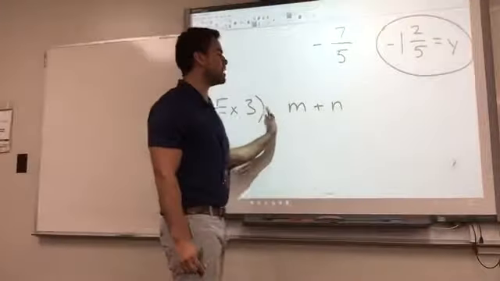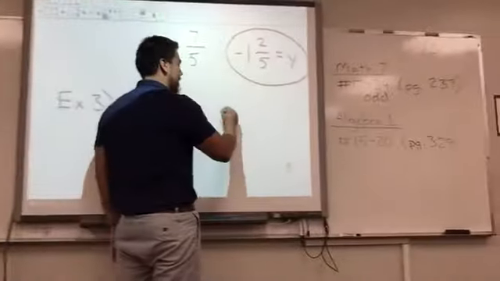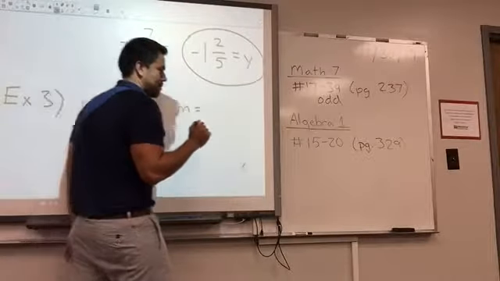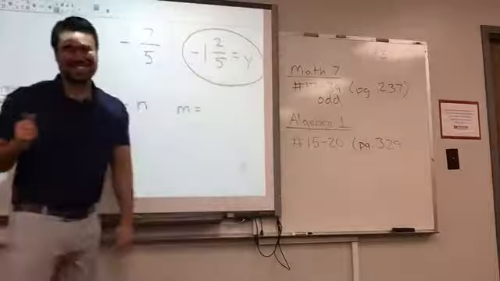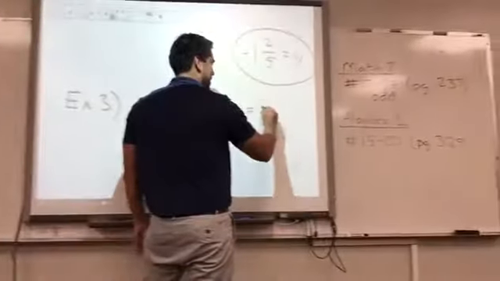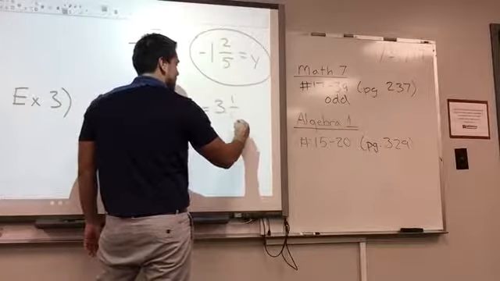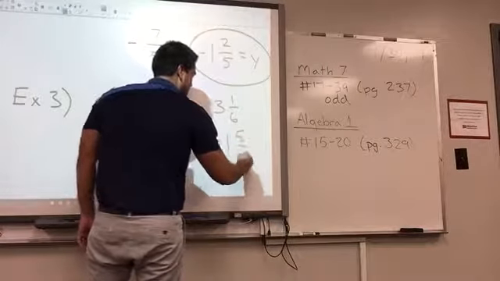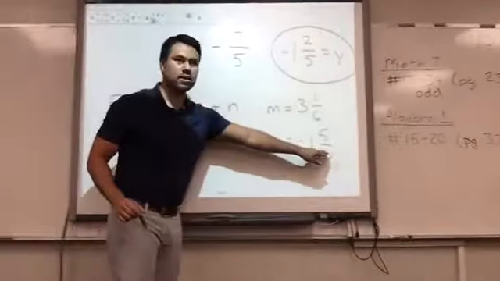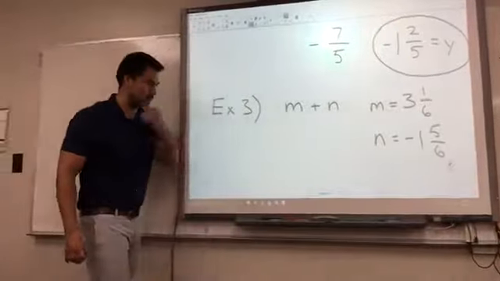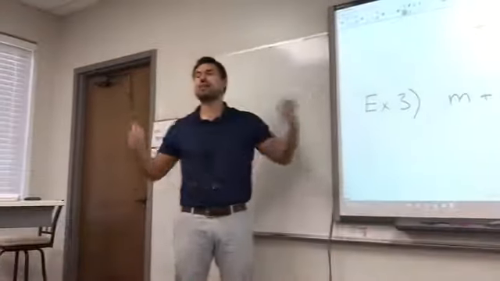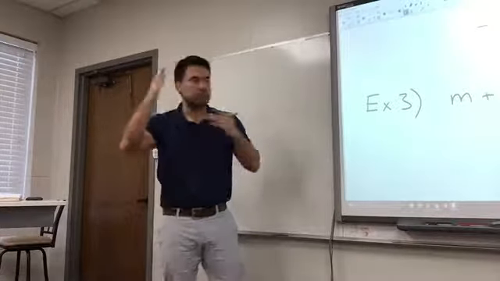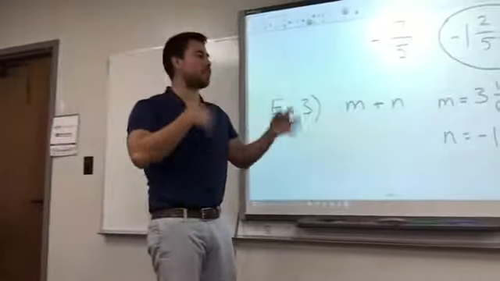And this problem says find m plus n if m equals 3 and 1/6, and n equals -1 and 5/6. Example 3. So again, I have this, I owe this, if you want to think of it that way. Or like temperature, right? You're either above 0 or below 0. So you have negative that it can apply in different ways.